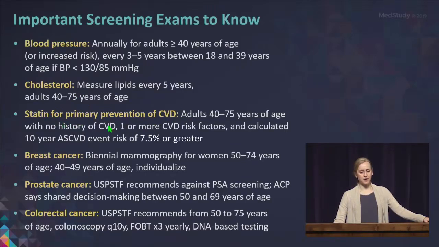The statin for primary prevention of cardiovascular disease. So between 40 and 75 for primary prevention, this means they have no history of cardiovascular disease, you're going to calculate their ASCVD risk score. And depending on what it is, if it's 7.5% or over, you're going to give them a statin based on that overall risk.